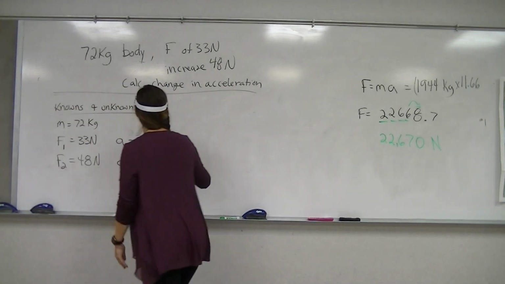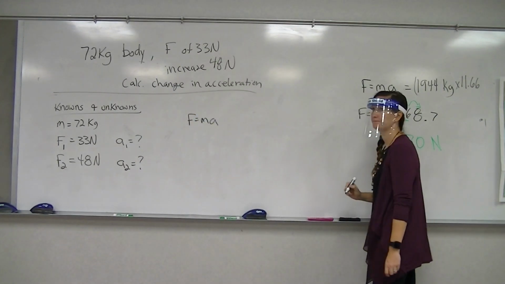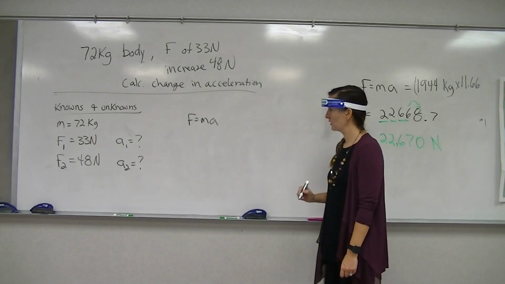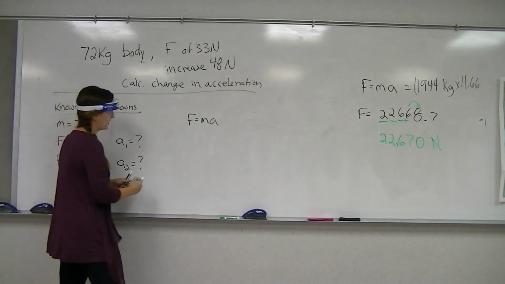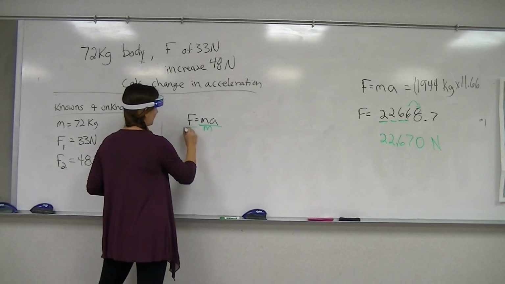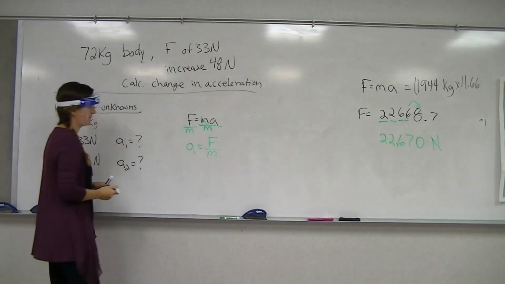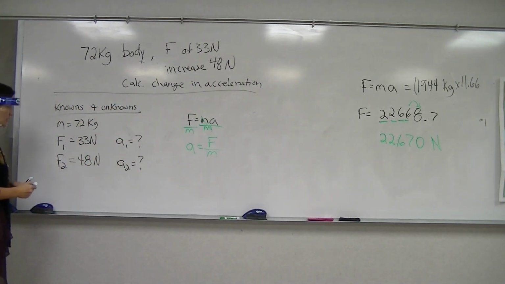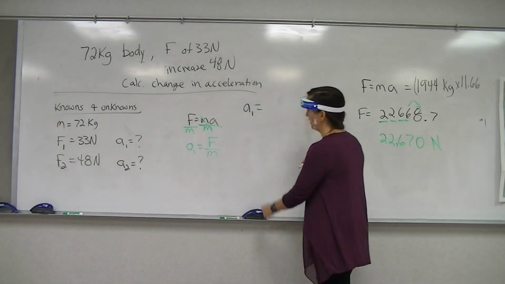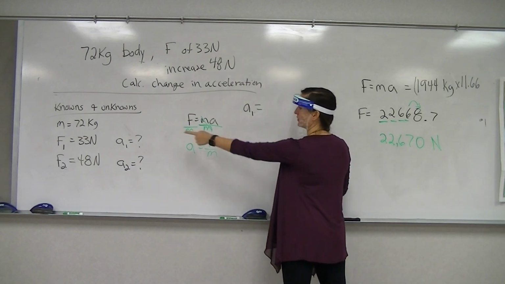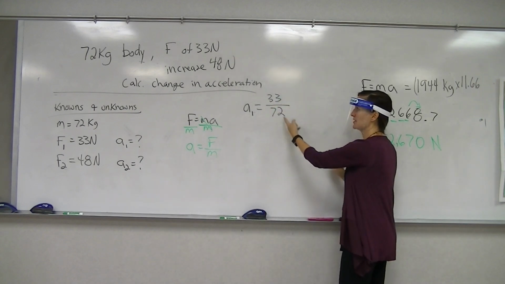All right, so let's look at the equation. So far, we only have one equation for force, and that is mass times acceleration. So I'm going to have to rearrange this equation to solve for A. And we've done that already in a previous problem. To do that, we divided both sides by m, so that we get force divided by mass will equal my acceleration. So let's apply this. I'm going to do A1 first. For A1, the force I want to use is 33 newtons, force 1. The mass I'm going to use is 72, because it's the body that I'm applying force to.